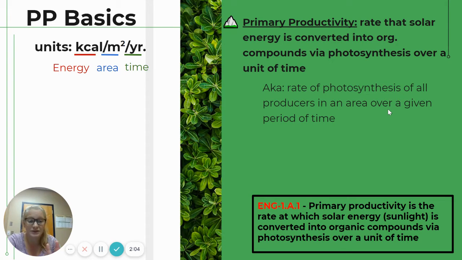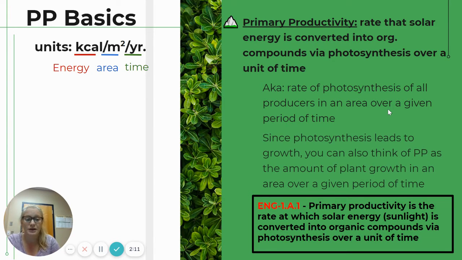So this is the rate that photosynthesis occurs in all of the producers and all of the plants in a given area over a given period of time. Since photosynthesis leads to growth, you can also think of primary productivity as the amount of plant growth in an area over a given period of time. When plants are going through photosynthesis, they're trying to convert it into energy, and oftentimes they use that energy themselves to help them grow. They need energy to grow, believe it or not. Just like we need food to grow, so do plants.